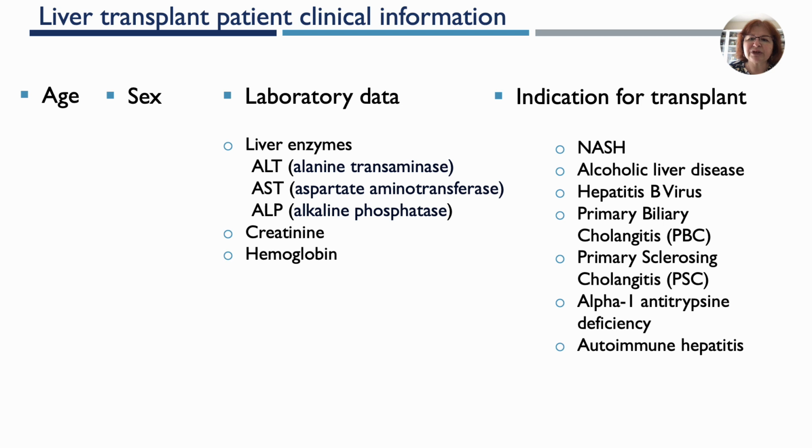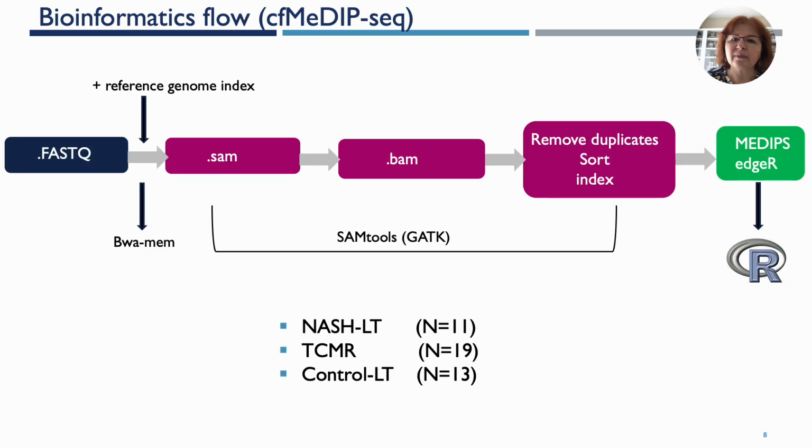Selected clinical information of the patients in this study are presented. To note, the enzyme levels are significantly higher in the disease group versus control. And of these, liver enzymes ALT, AST, ALP are the most important. We also use the indication for transplant for the modeling. Here we present the bioinformatic pipeline applied to CFMeDIP-seq raw data, followed by the methylation enrichment and differential methylation analysis with a couple of R packages.